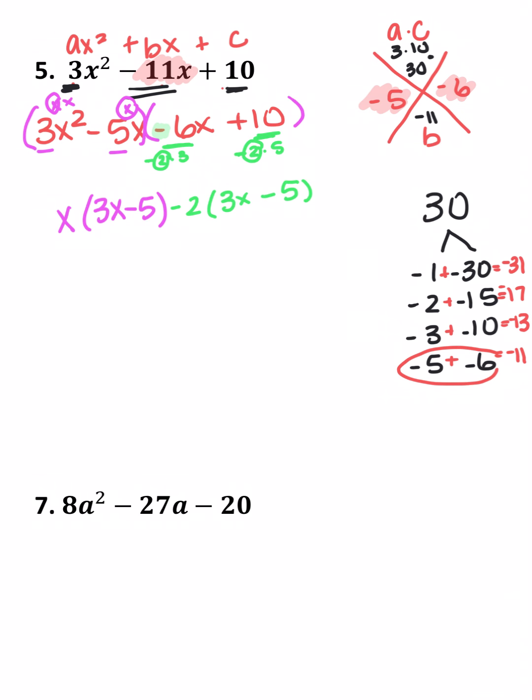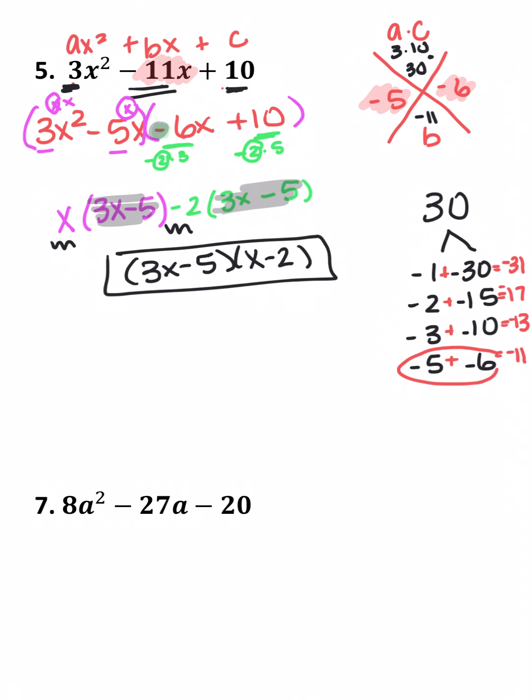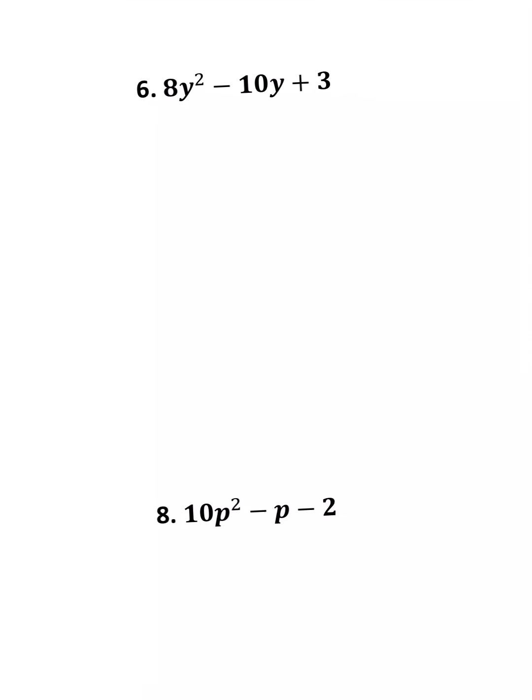So the reason I knew to do that, and it always will work, if you ever start with a negative here, always factor it out. But these are now the exact same, 3x minus 5. If I wouldn't have taken out a negative, they wouldn't have become the same. So 3x minus 5 is one of my factors, and my other factor is x minus 2. And that is your answer. All right, go ahead and try number 6 on your own.